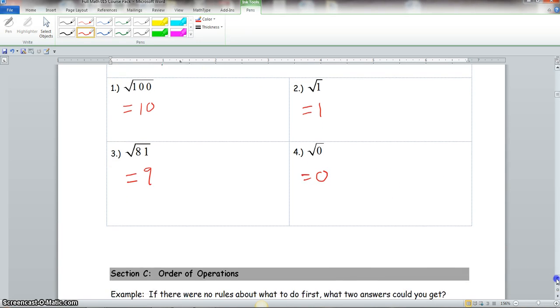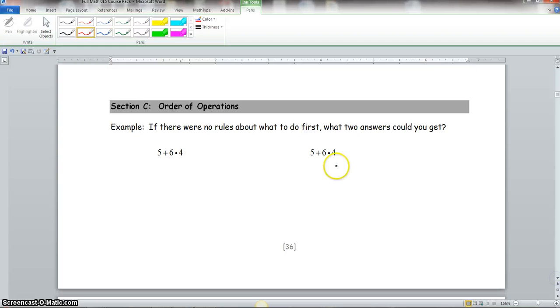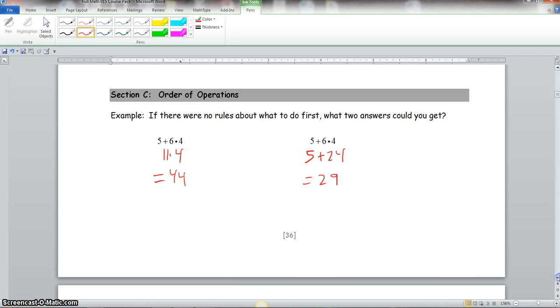Now, we scroll down here to order of operations. If there were no rules about what to do first, what two answers could you get? So if it was no rules, we could go left or right. 5 plus 6 is 11 times 4, which is 44. Now, since we're not operating on rules, let's just say we did the multiplication first. So we'll say 5 plus 24, because 6 times 4 is 24. 5 plus 24 is 29. Now these are two drastically different answers.